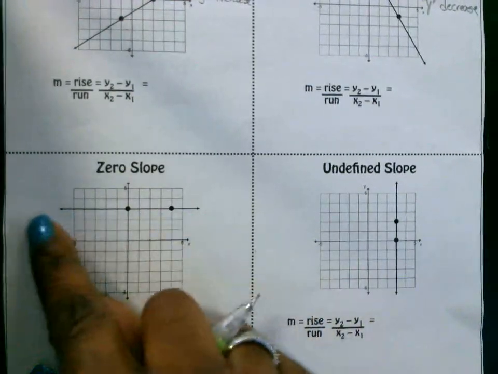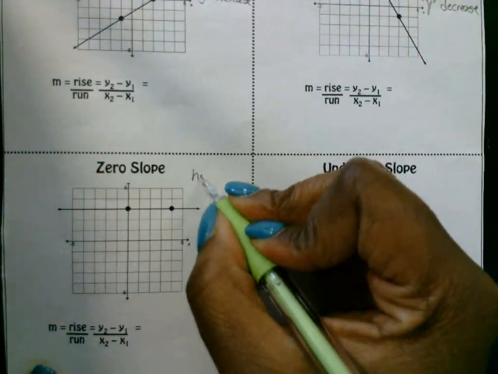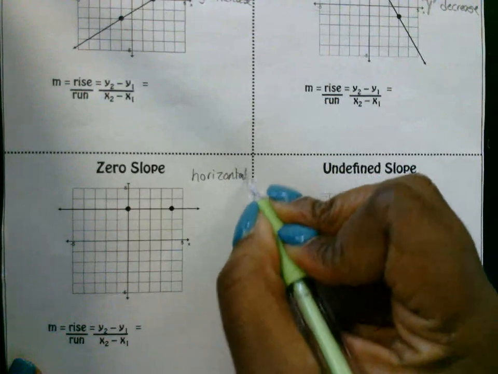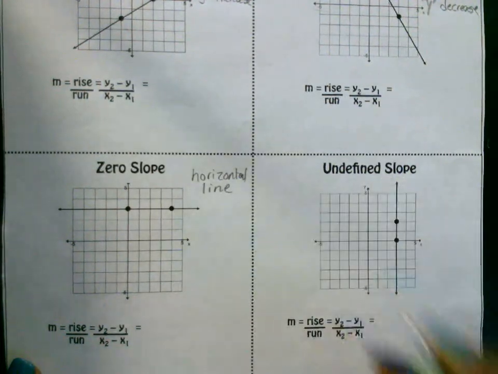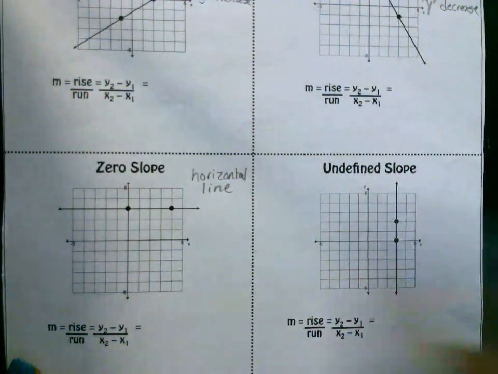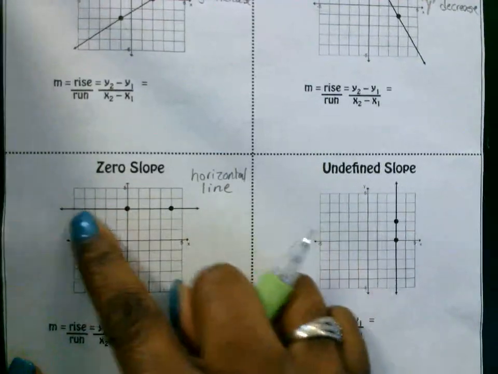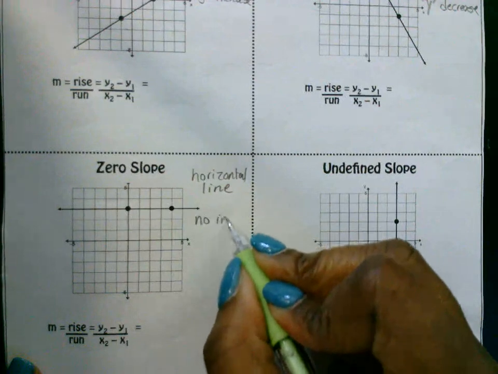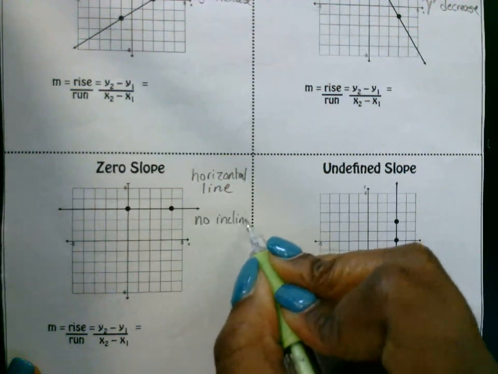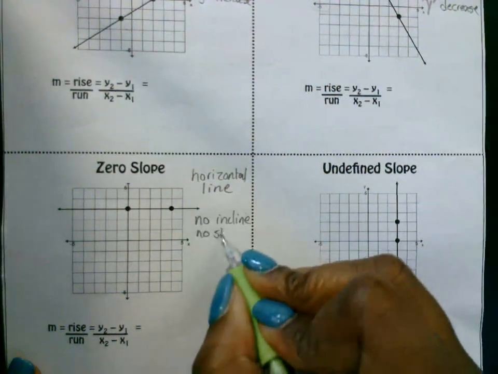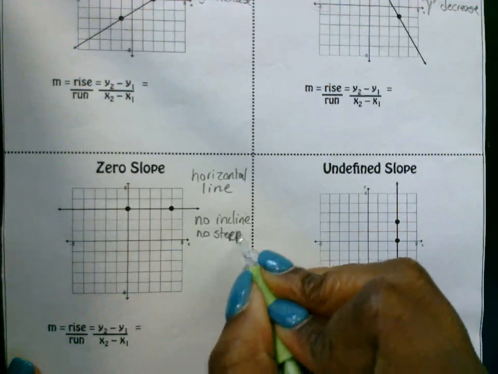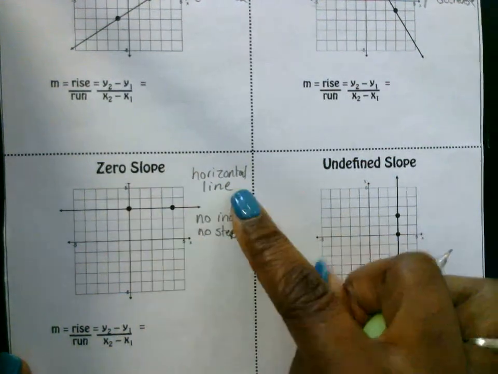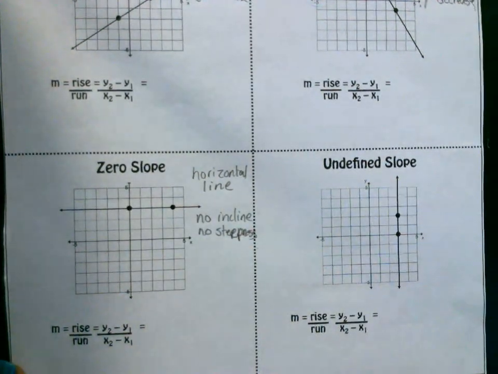Let's look at the bottom. This is a horizontal line. It's laying flat. There's no incline here. There's no steepness here. This has a zero slope. It's a flat line.